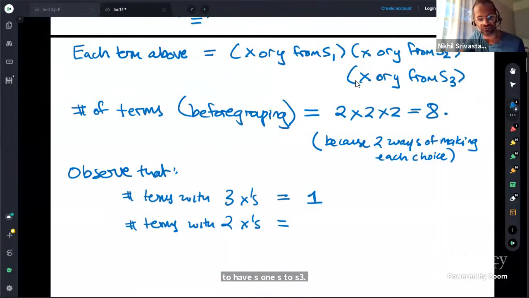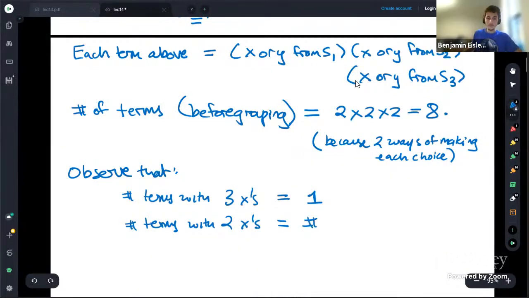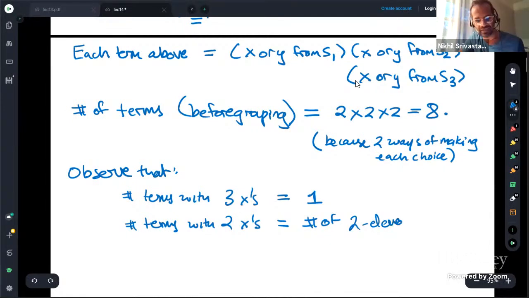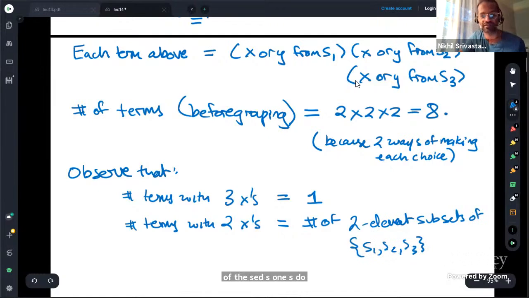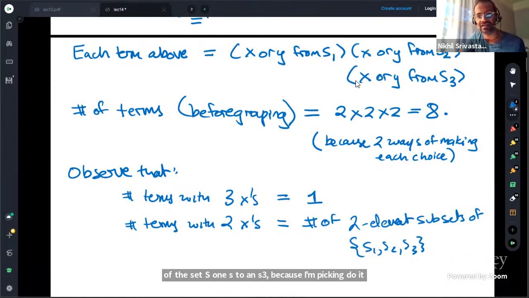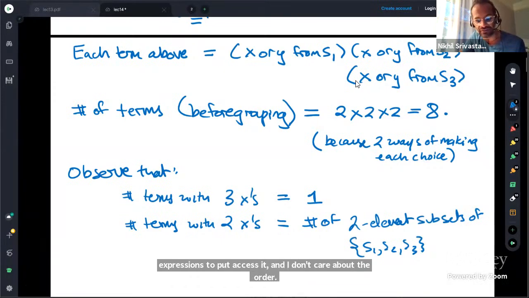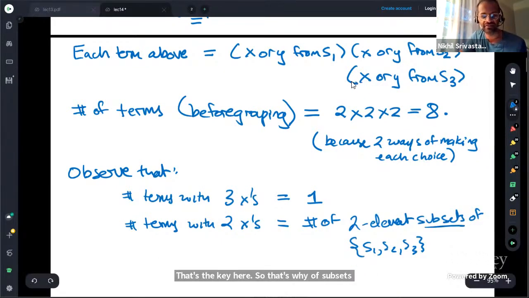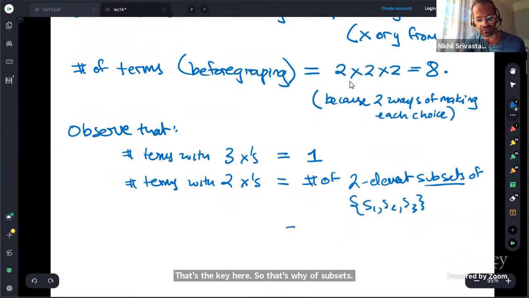So the number of terms with 2 x's is the number of 2-element subsets of the set S1, S2, and S3, because I'm picking 2 expressions to put x's in, and I don't care about the order. That's the key here. So that's why I have subsets. And then this is just C of 3, 2.